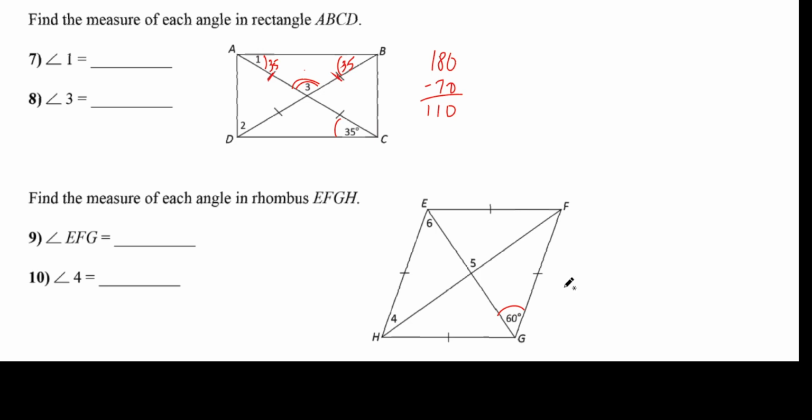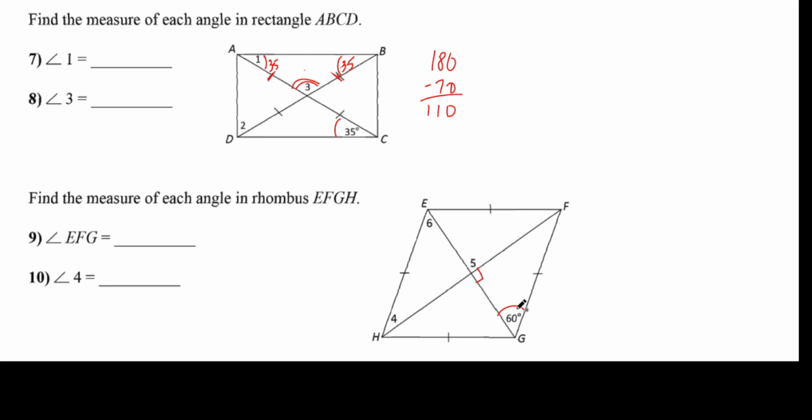What's angle 5? Got to know something about a rhombus. This is something we talked about. What's angle 5? Why 90? Because they're perpendicular. That's right. The diagonals on a rhombus are perpendicular to each other. So this is 90 degrees, which means that's also 90 degrees, isn't it?